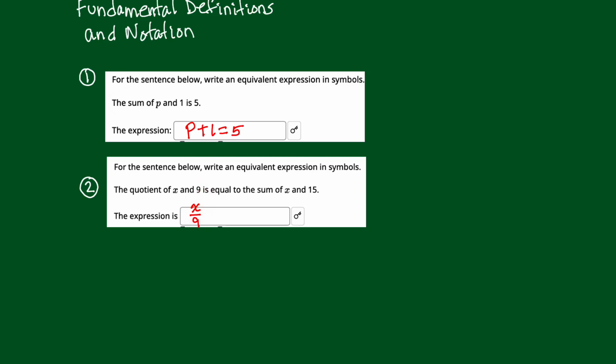Then we come to is, so let's write is. Is what? Equal to, all right, there's our equal to. Is equal to what now? The sum, so we're going to have an addition of x and 15. So we're going to add x and 15. So what we're going to have here is x plus 15.